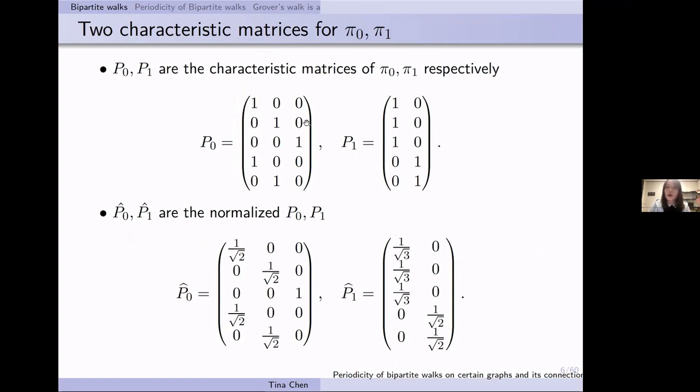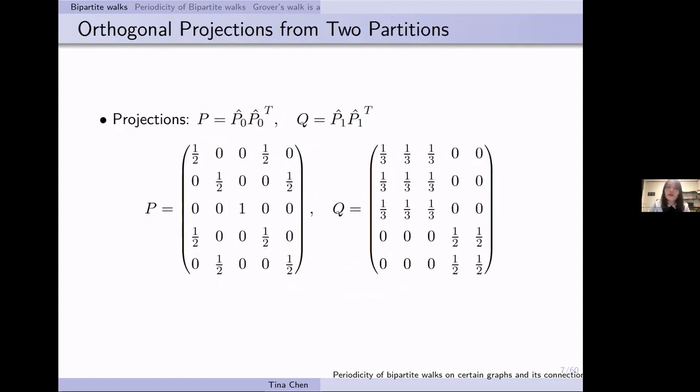P0 and P1 have rows indexed by the edges of the bipartite graph, and columns indexed by the cells of the partitions pi zero and pi one. Next, we are going to normalize them. What do I mean when I say normalize? I basically just mean we're going to scale each column into a unit vector. So now we have normalized P0 and P1. Using these normalized P0 and P1, we're going to define two projections, P and Q. These P and Q are going to be constant on the cells of their corresponding partitions. P will be constant on cells of the partition pi zero, and Q will be constant on cells of the partition pi one.